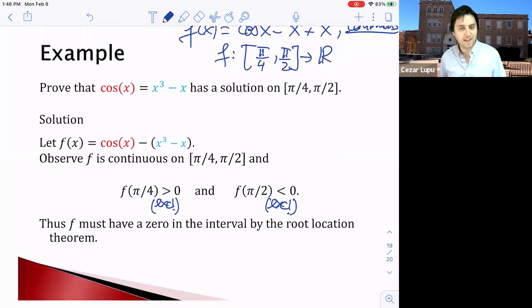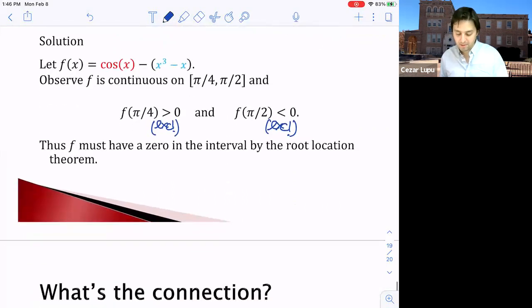So this is basically standard at this point, so you know exactly what to do. You just need to define the right continuous function. You evaluate that continuous function at the endpoints of the interval on which it is defined, and then you see that at one endpoint it is positive, at another endpoint it is negative. So by the root location theorem, it will have a 0 between those two endpoints.